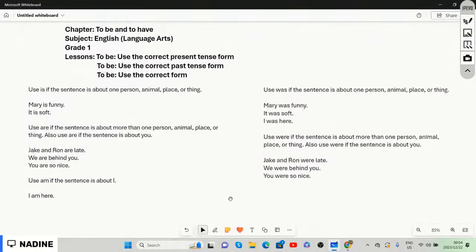All right, so the chapter is to be and to have. The subject is English language arts, grade 1. The lessons we're going to focus on under this chapter are: to be, using the correct present tense form; also with to be, using the correct past tense form; and also with to be, using the correct form. So that is going to be our focus for today under the chapter of to be and to have.